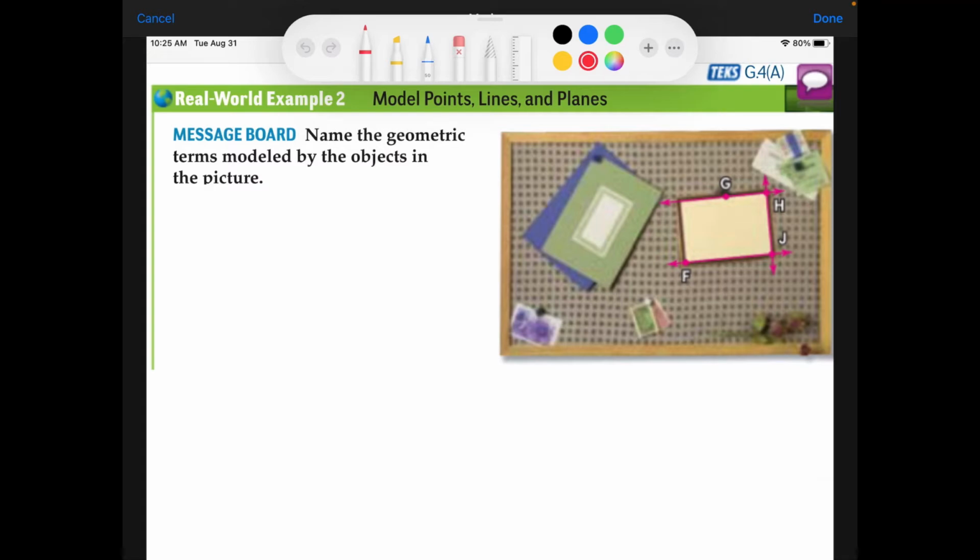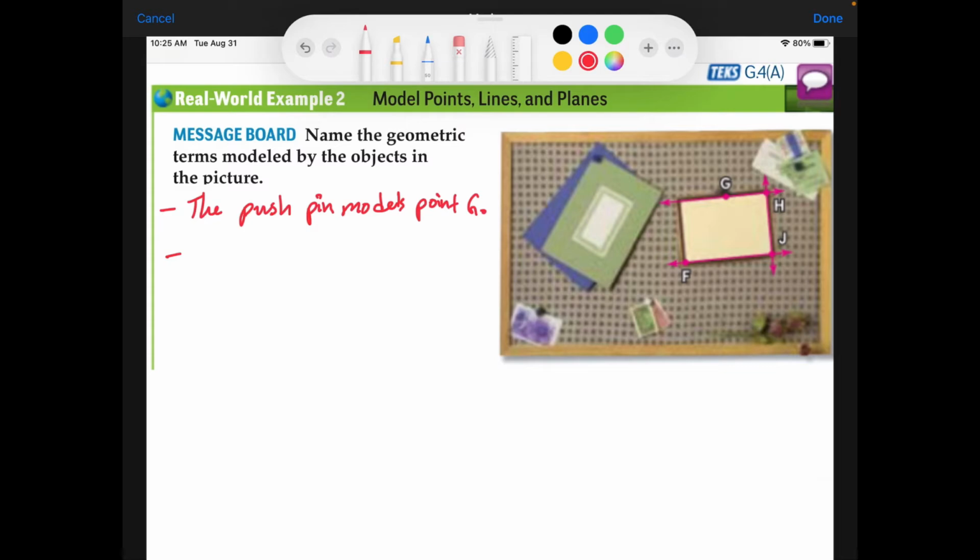So we could say G, the G is a point G. So I'm going to actually write this out. So the push pin models point G. We're going to name this. Remember, we name points with capital letters. So that could be our first one.